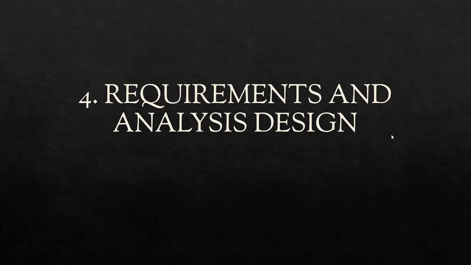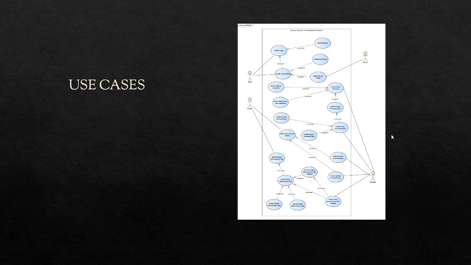Next, the requirements and analysis design. So these are the use cases that are in our project. There are 21 in total, which are divided into four different modules. You can see, we start with the login, and then we have sign up, view profile, edit profile, and delete profile. Moving on to the next module, we have view inventory, create purchase order, view purchase order, update purchase order, cancel purchase order, and then we have update inventory and delete item from inventory.